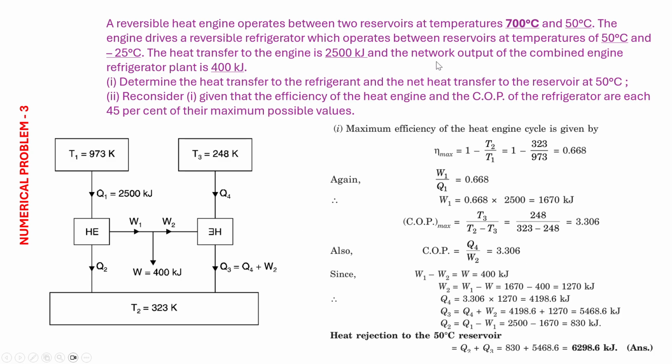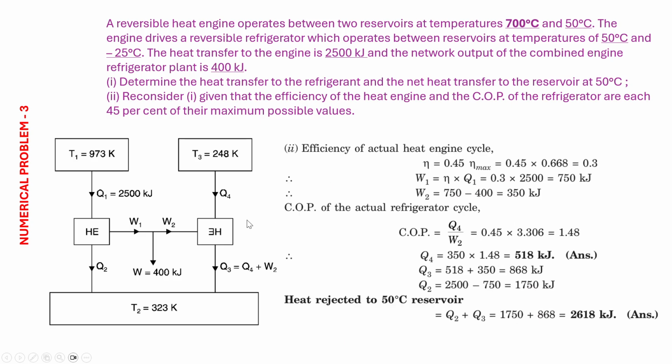As mentioned clearly in the problem itself, the refrigerator operates between a reservoir at a temperature of 50 degrees Celsius and minus 25 degrees Celsius, right? The common 50 degrees Celsius for both the heat engine and the refrigerator is mentioned here, while the minus 25 degrees Celsius, from 273 Kelvin, is listed here. Please try to differentiate.